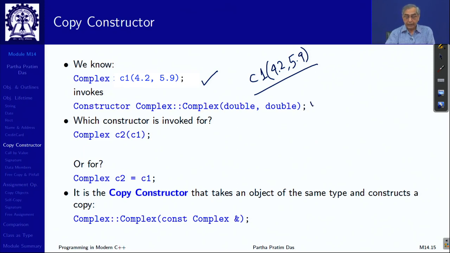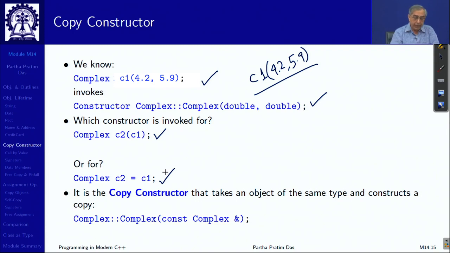So, it expects a constructor which takes a double, and it constructs by that. Now, what if you invoke it like this, where C1 is already constructed as a complex object, and you are trying to construct C2 by putting C1 in the parameter, or putting C1 in the initialization value. This is the point where copy construction is taking place.